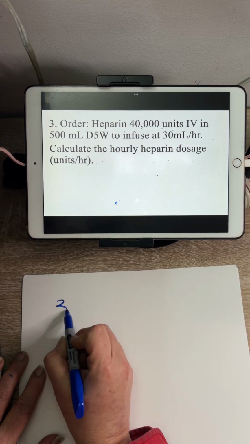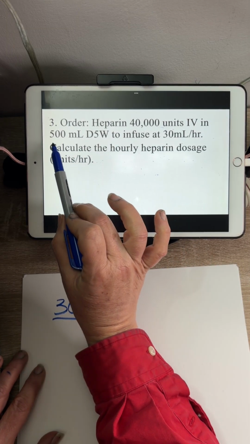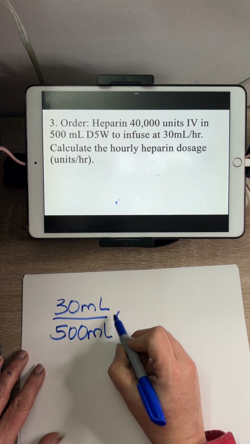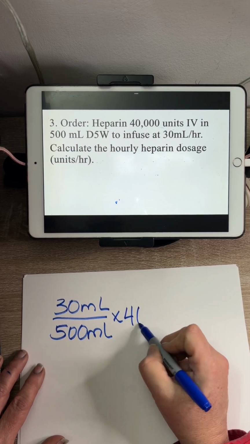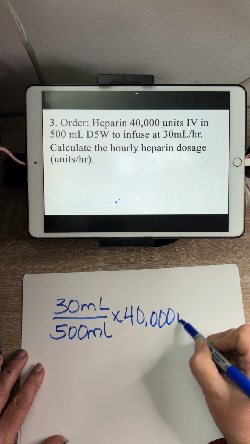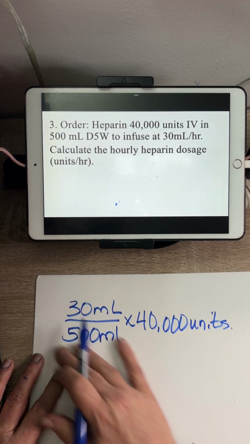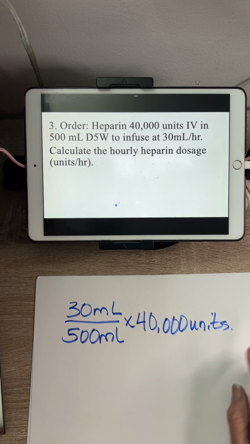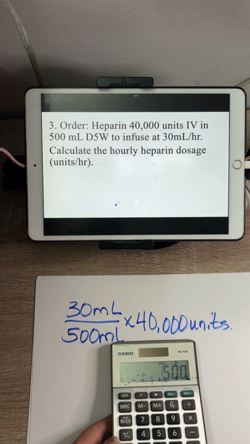What's the dose ordered? 30 milliliters. What do I have that's milliliters? I got 500 milliliters. You see that? A ding light just went off in somebody's head. How does the 500 milliliters come? With 40,000 units. We're unit rich. Okay? So we've set up our problem. And we're going to do 30 divided by 500. Multiply it by 40,000. Get your calculator. Let's do it together. 30 divided by 500 equals, times 40,000.